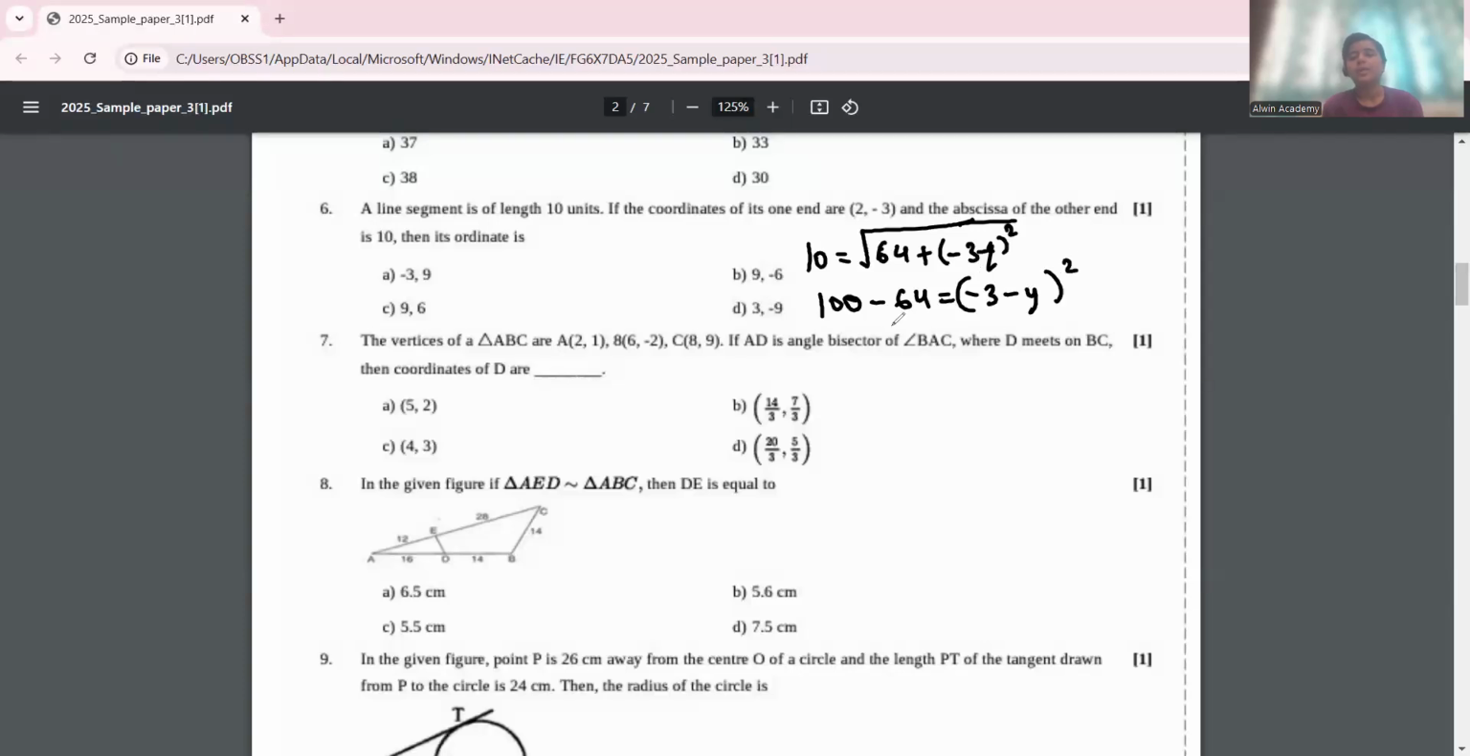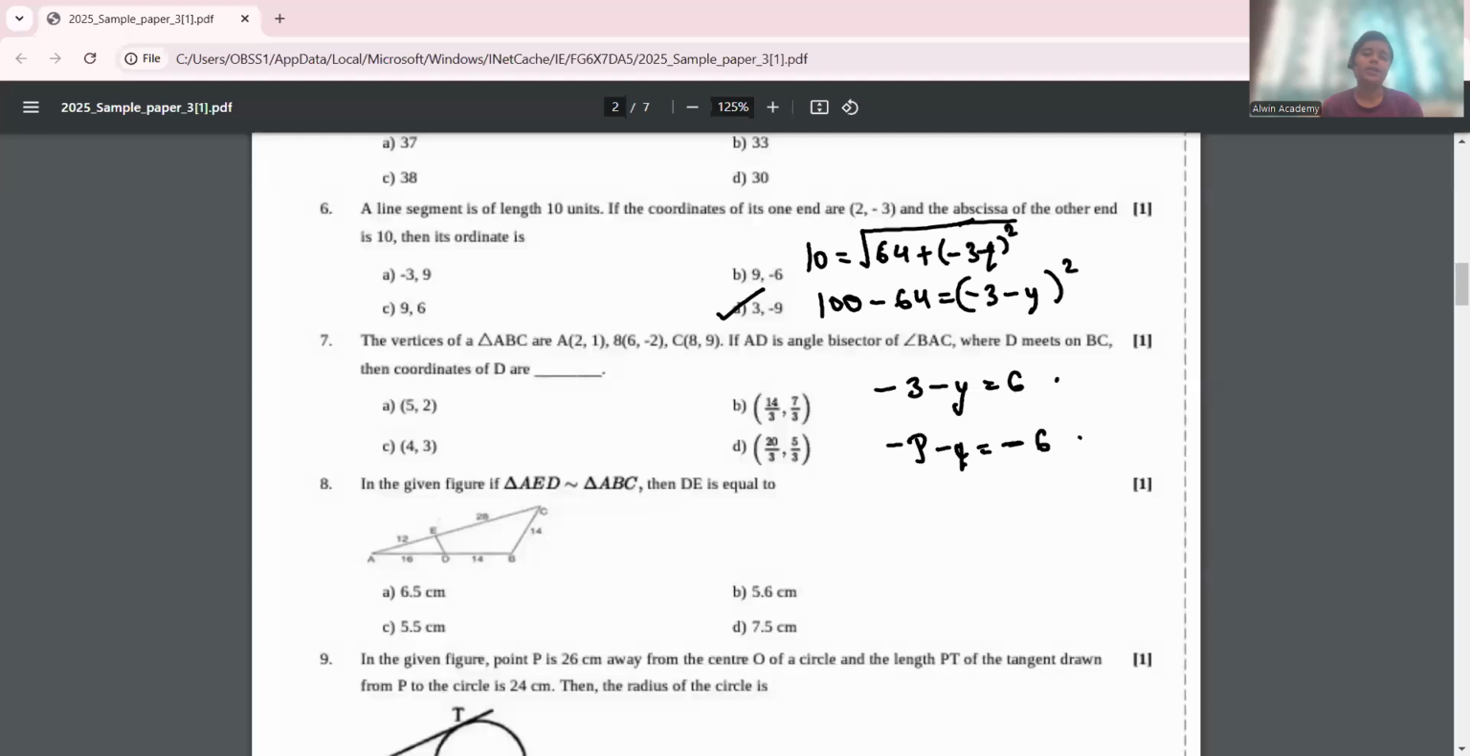This side becomes 36. So since this is a square, we can say that either minus 3 minus y is equal to positive 6, or minus 3 minus y is equal to negative 6, since the root can be positive or negative. Now solving this, here we have y is equal to minus 9, and here we have y is equal to 3. So option number D, 3 comma minus 9. There can be two possibilities for the ordinate of the other point.